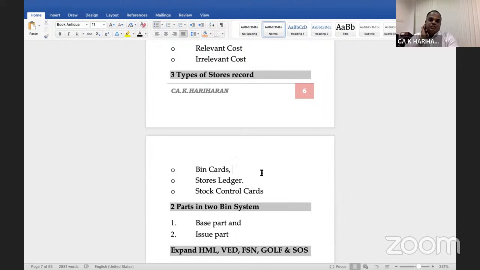So in the stores department, they have to maintain records. What records are they supposed to maintain? One is called the bin card. The bin card is mere quantitative data.